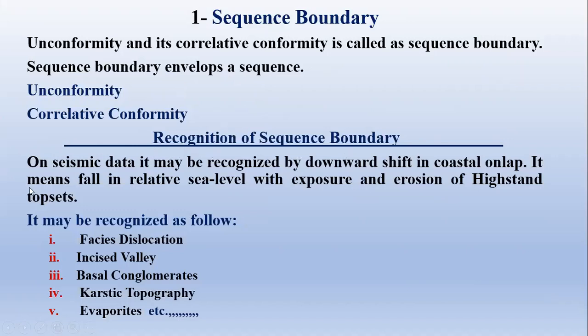How is a sequence boundary recognized? On seismic data, it may be recognized by the downward shift in coastal onlap. It means a fall in relative sea level with exposure and erosion of high sand topsets. It can also be recognized by facies dislocation, incised valleys, basal conglomerates, karstic topography, and evaporites.